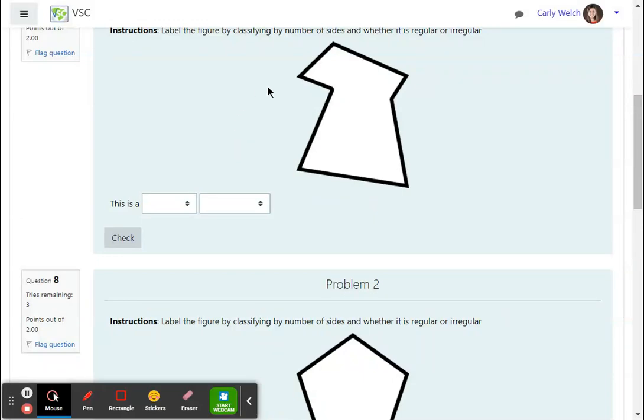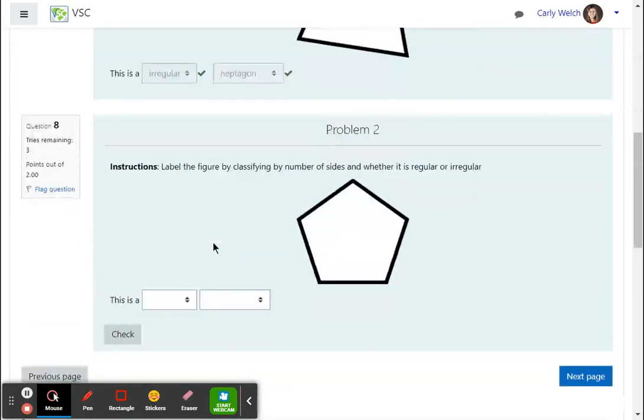And so this would be, not all of them are the same. So this is irregular. And then I'm going to start here. So 1, 2, 3, 4, 5, 6, 7 is a heptagon. These are all the same. So this is regular, 1, 2, 3, 4, 5. 5 is a pentagon.